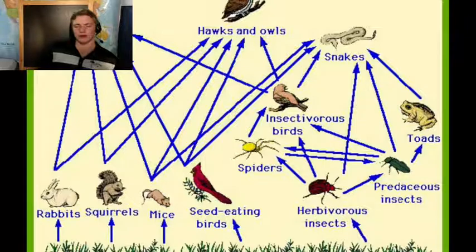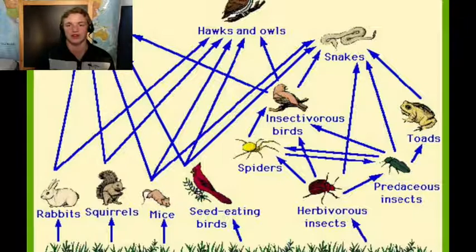But after this level, it gets a little bit more complicated, because if we look at the snake in the top right corner, it fills several different trophic levels. It fills a third trophic level, should it eat mice or the seed-eating birds, but it also fills a fourth and a fifth trophic level by eating these insectivorous birds, toads, and it also eats the predaceous insects. So it actually fills a whole bunch of different trophic levels. So we see that this food web is fairly easy to follow.